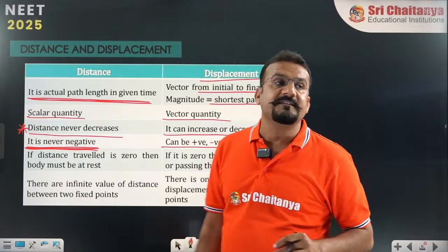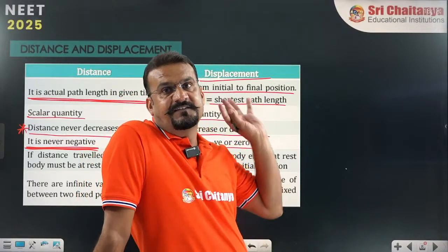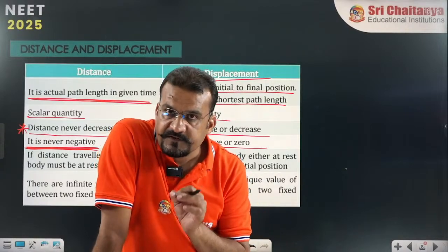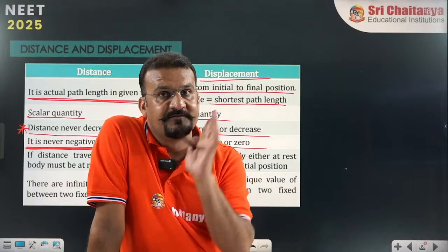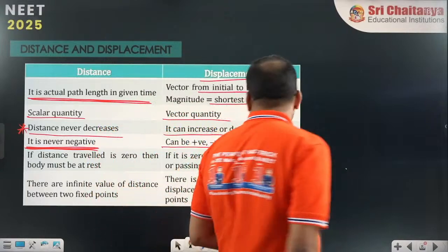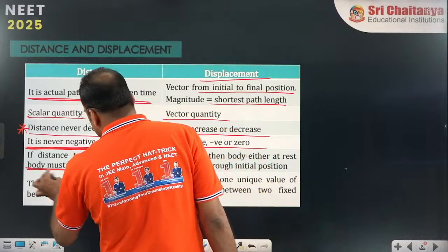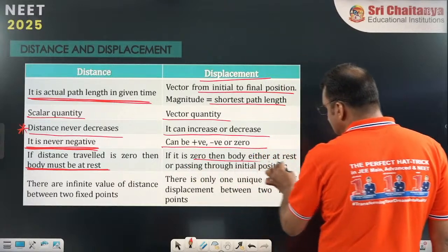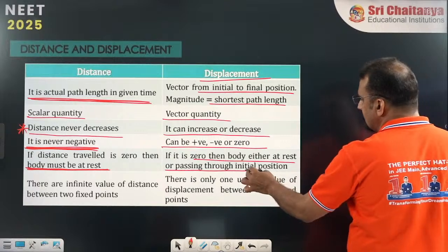If the distance traveled is zero, what is the meaning? It means the body is at rest, not moving at all. But if displacement is zero, it doesn't mean that the body is not moving, my dear student. This is a very important statement. Make a note: distance traveled is zero means the body must be at rest. But if displacement is zero, then the body is either at rest or maybe passing through the initial position.